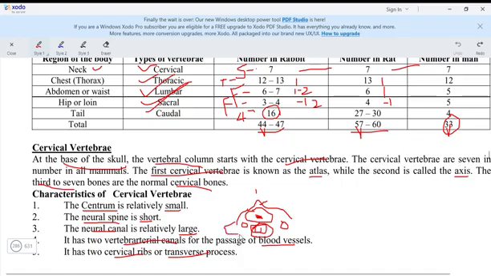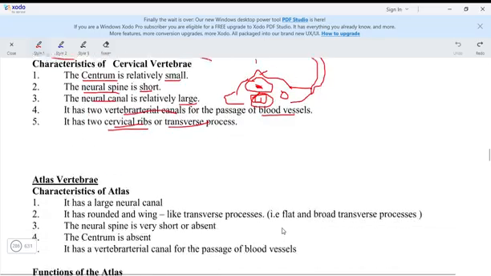Then it has transverse process, that means side bones, from the word transverse, so side bones are called transverse process. That's where other bones are connected to, like the ribs. So the ribs are connected to this transverse process, and that's why they call them cervical ribs. So where ribs are attached to.